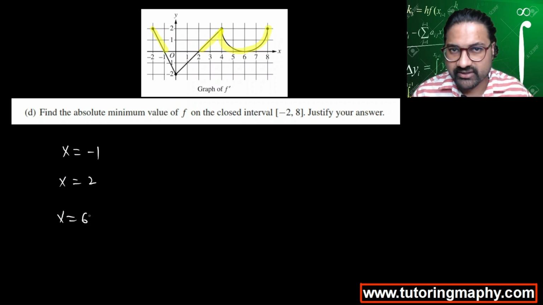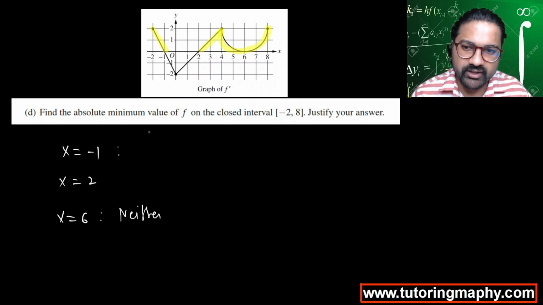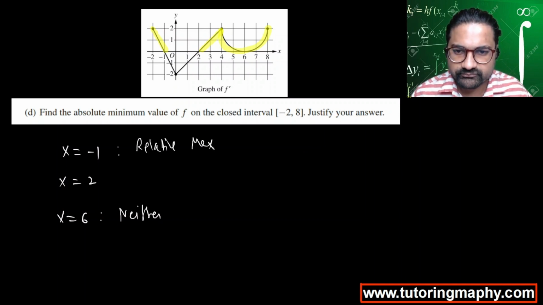We already know that at 6 we have neither max nor min. So this is the neither case. At -1, I have f prime changing from positive to negative. So that's the relative max. And at 2, it is changing from negative to positive. So that's going to be relative min.